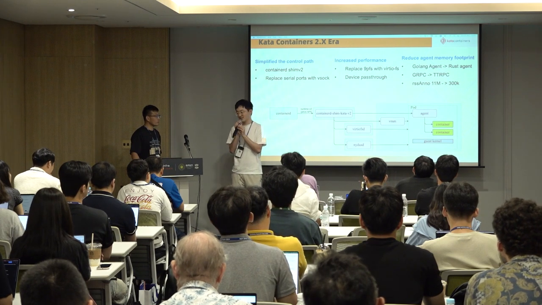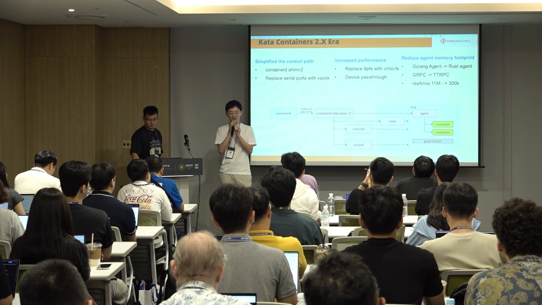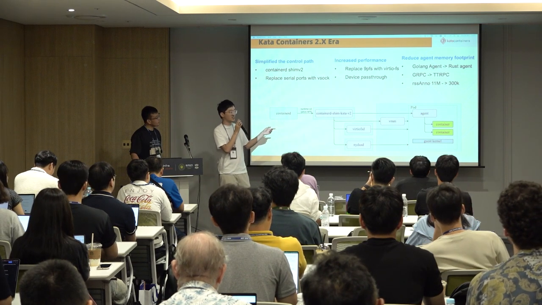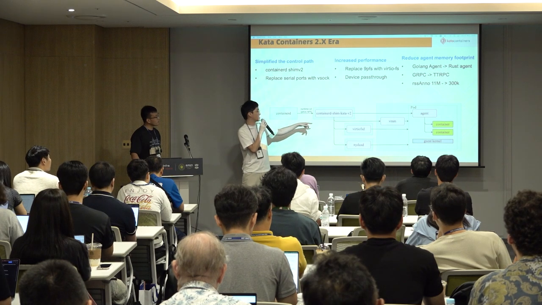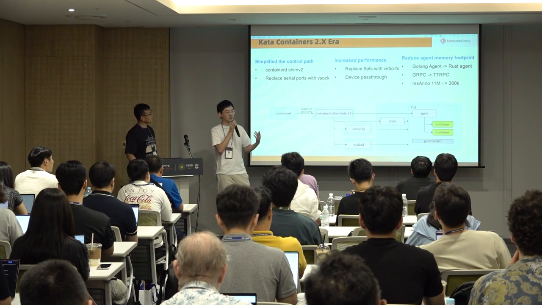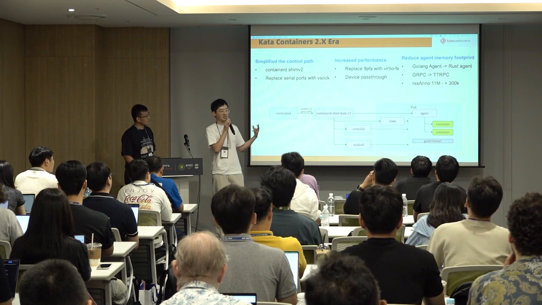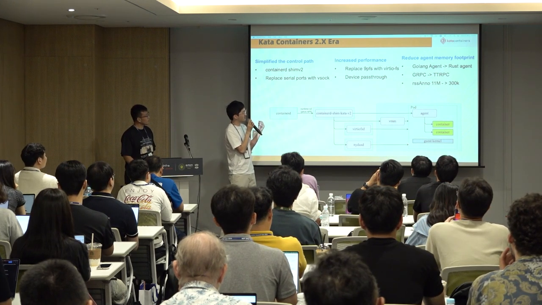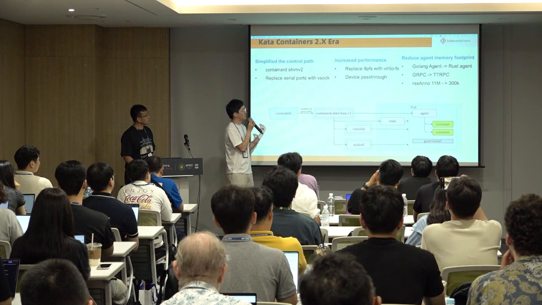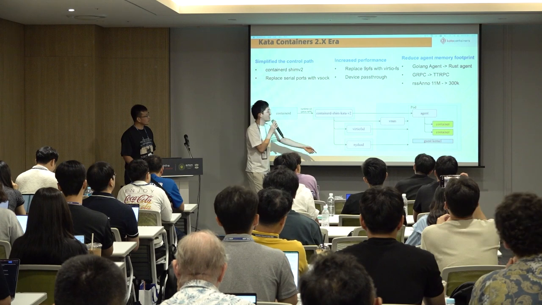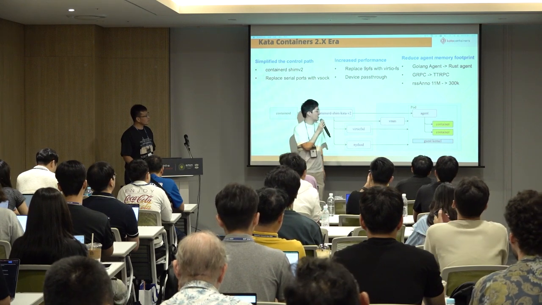VMM, which is short for the virtual machine manager. It is used for taking the instruction from the Kubernetes machine Kata V2 to actually spawn and produce a virtual machine to hold the containers. And then the last very important component is called the Kata agent, inside the pod, inside the guest virtual machine.